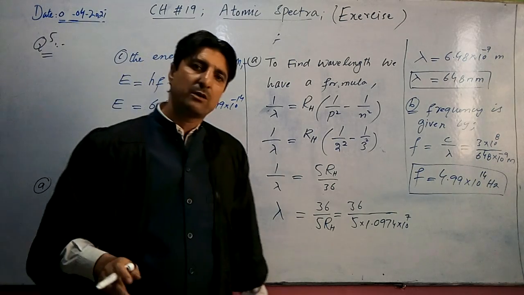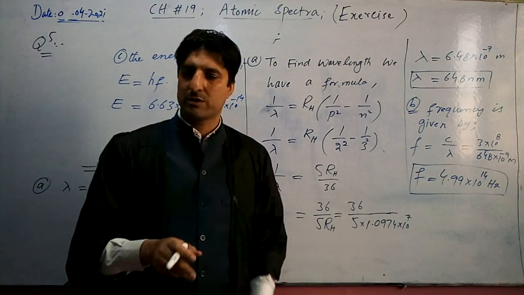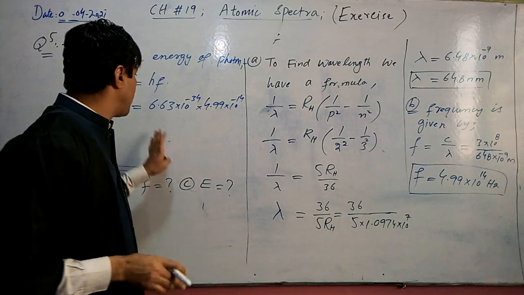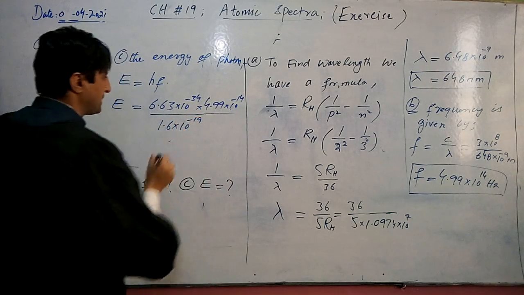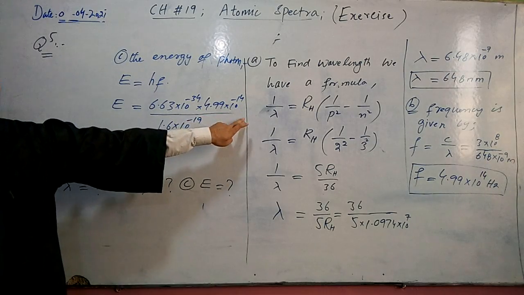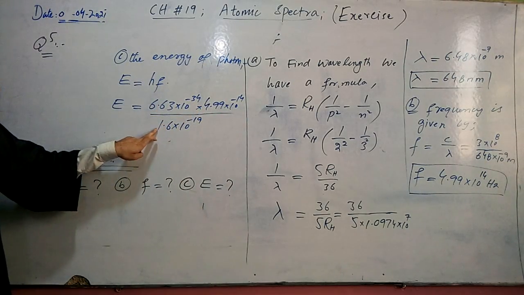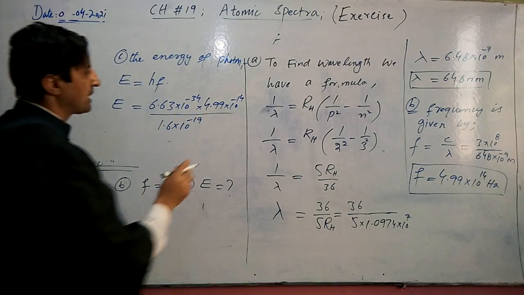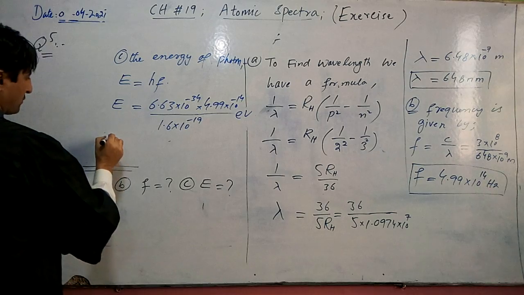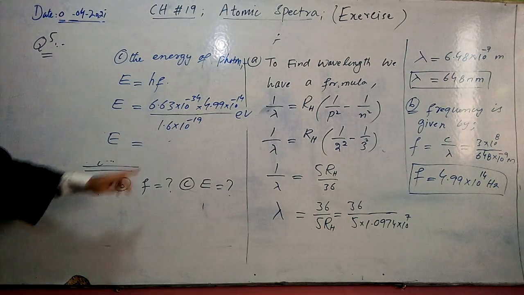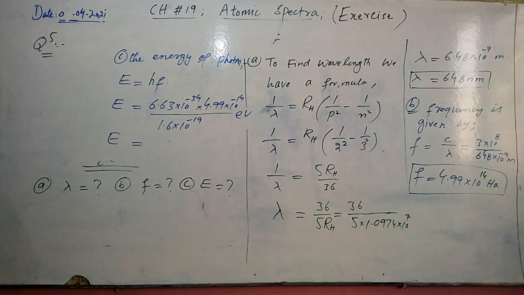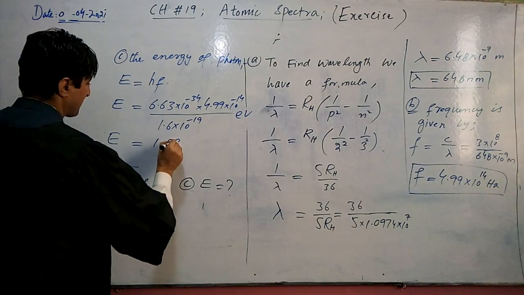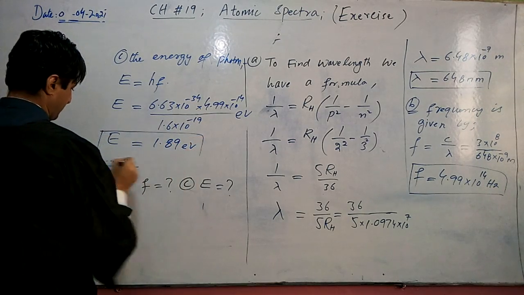Dear students, we have to calculate the energy in electron volt. So what can we do? We have to just divide this value by 1.6 multiplied 10 power minus 19. So the answer will be in electron volt. If you divide this whole number by 1.6 multiplied 10 power minus 19, here we can put electron volt. So by performing this calculation, the 10 power will be separated and the simple number will be multiplied. So we get 1.89 electron volt. This will be the required energy.